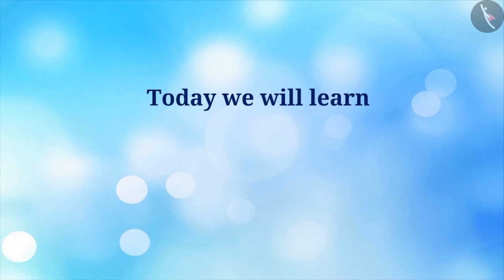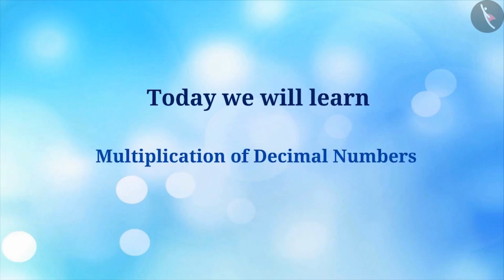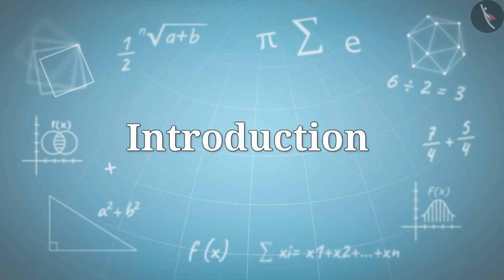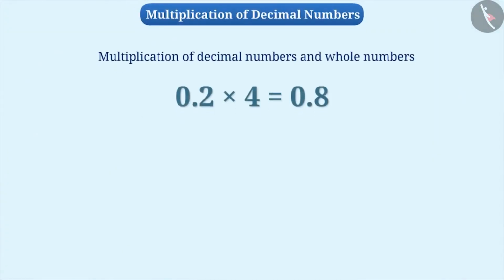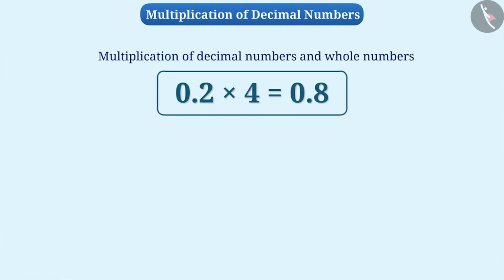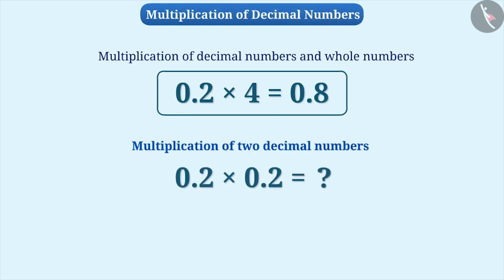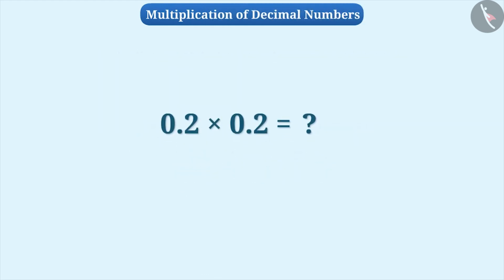Today we will learn multiplication of decimal numbers. In the previous video, we have learned multiplication of a decimal number and a whole number. Now, we are going to learn multiplication of 2 decimal numbers. Suppose we need to find the value of 0.2 multiplied by 0.2. Will the answer be 0.4? Think for a while.